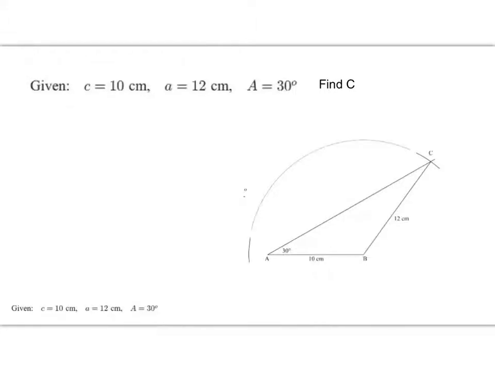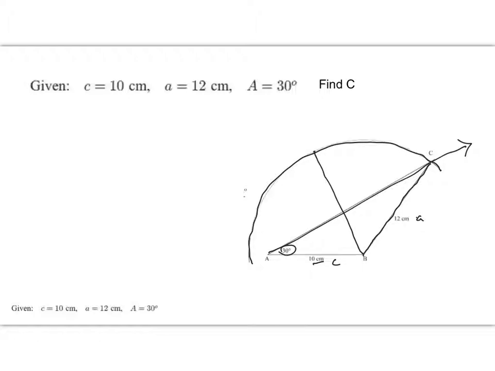Okay, so here I have my final situation. I again have side C as 10 centimeters. This time side A is 12 centimeters, and angle A is 30 degrees. And I don't know the length of side B, and if I draw an arc around point B with a radius of 12 centimeters, you can see that it intersects in two places.